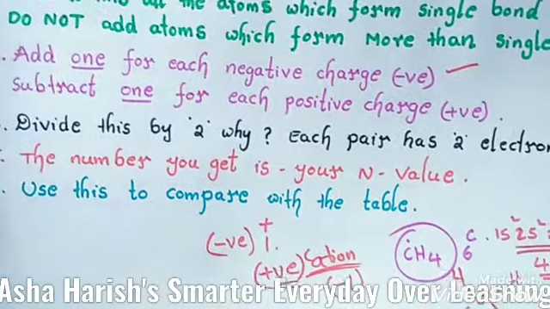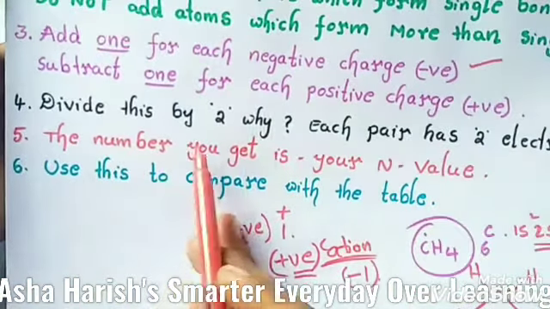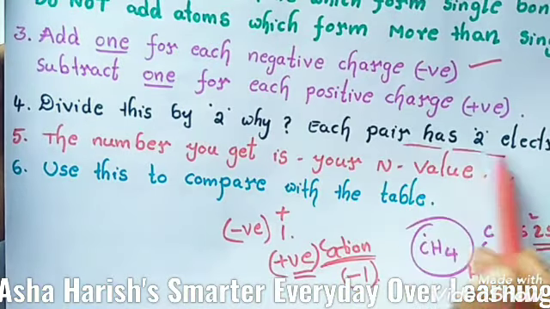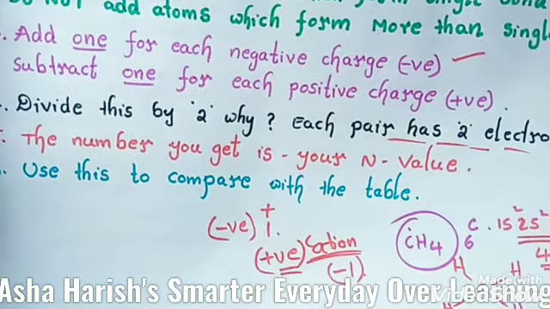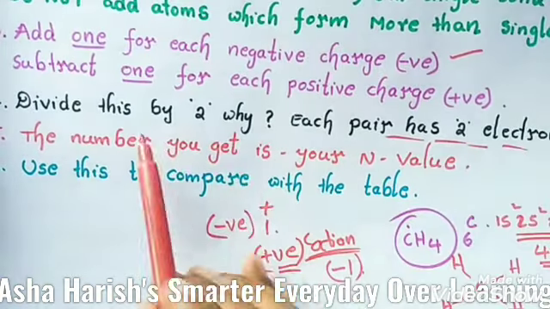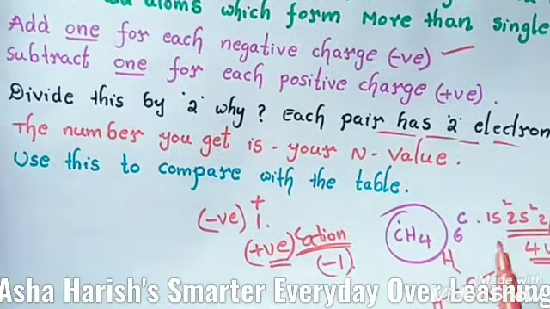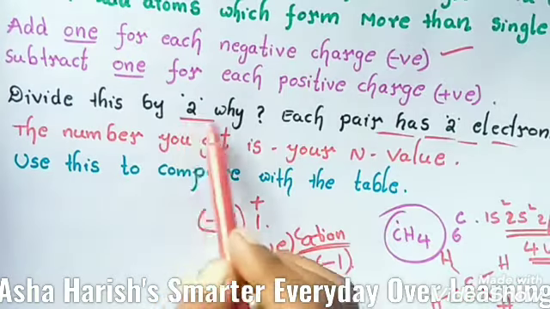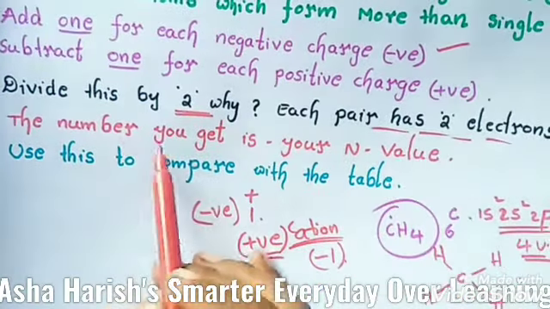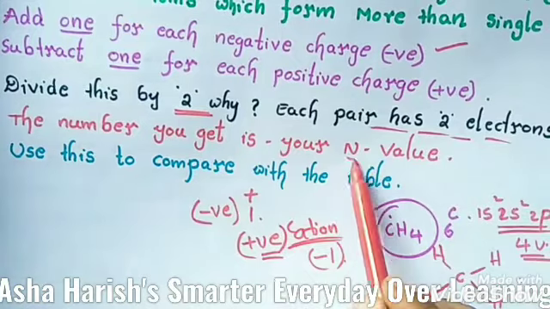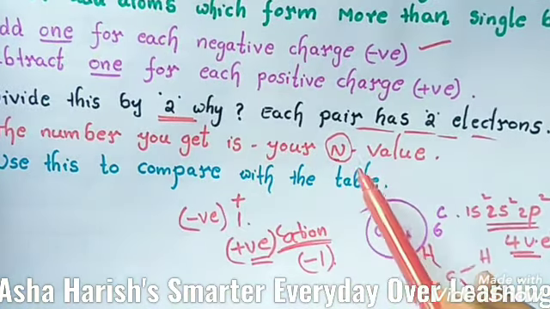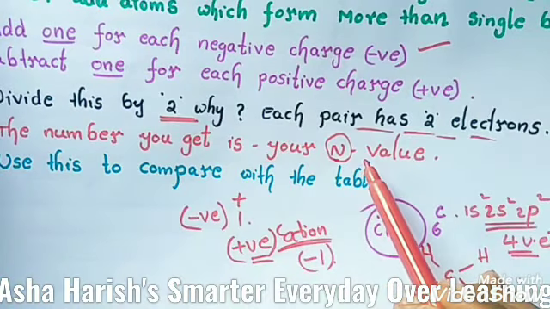Now what is the fourth step here? Divide this number by 2. Why? Because each pair has 2 electrons. Pair means 2 only, right? Then, students, whatever number you have got, you divide that number by 2. And the final number you get is your n value. So students, up to now we have discussed how we got the n value. This is the complete procedure.